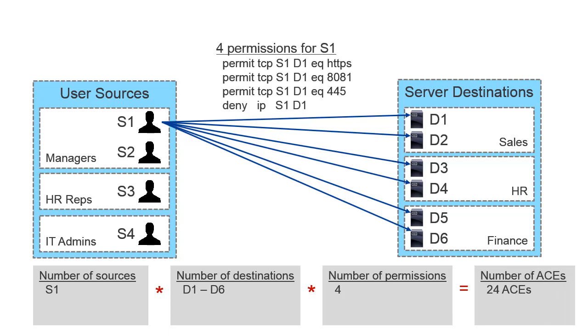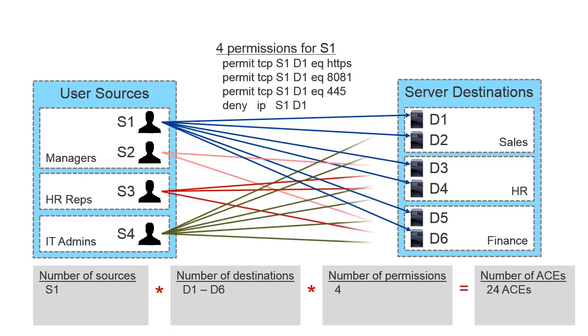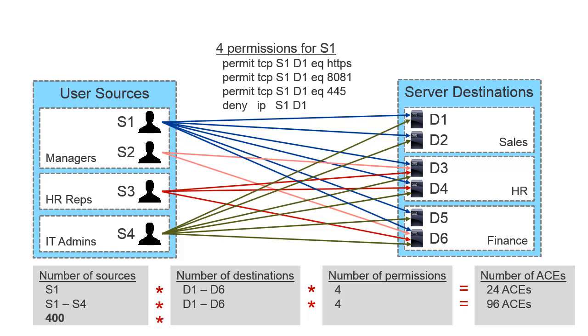Now, let's suppose that each of the other source ranges, S2, 3, and 4, require similar access. You would have to create a total of 96 ACEs in your ACL. Now, these things tend to grow over time. Imagine if you had 400 sources times 300 destinations with the same 4 ACEs. That's 48,000 entries in an ACL.